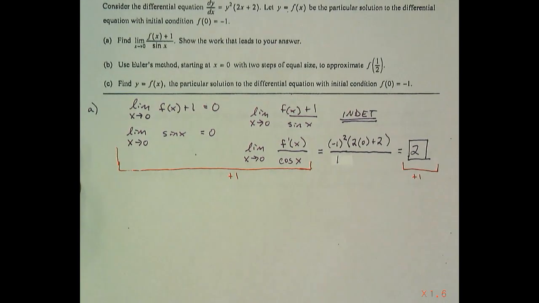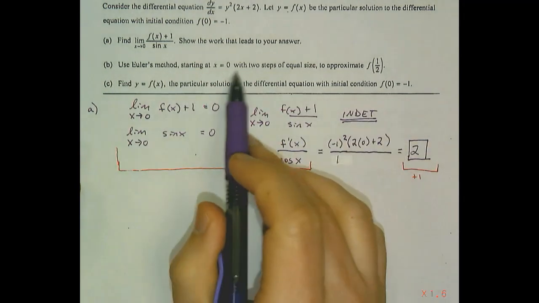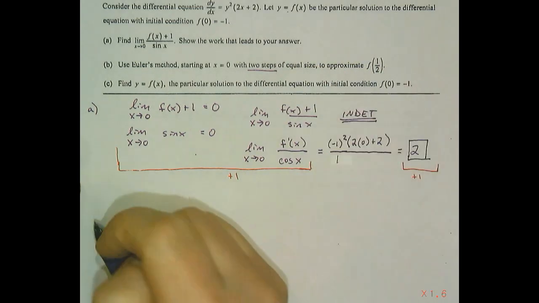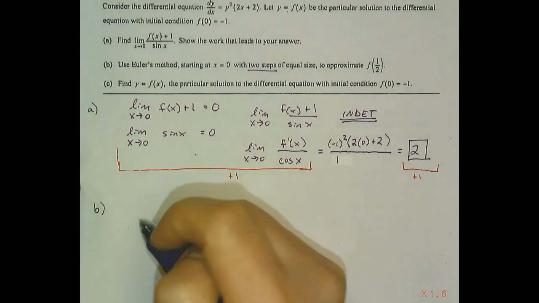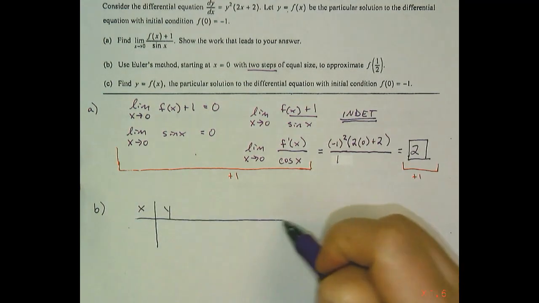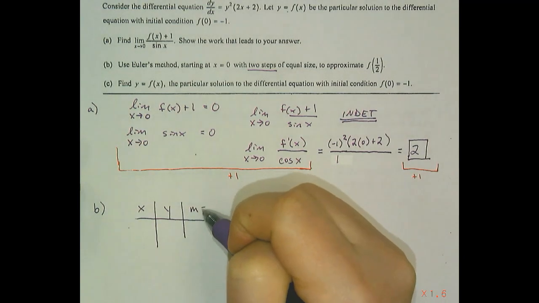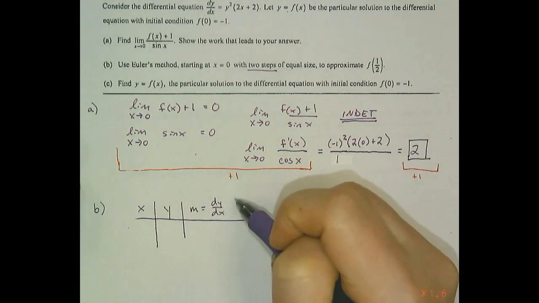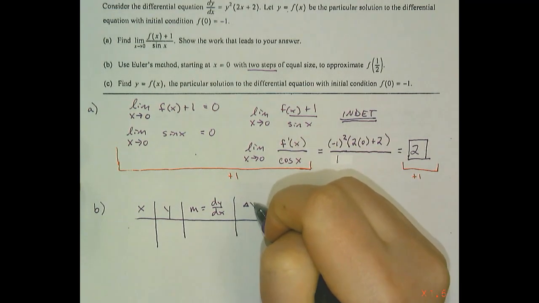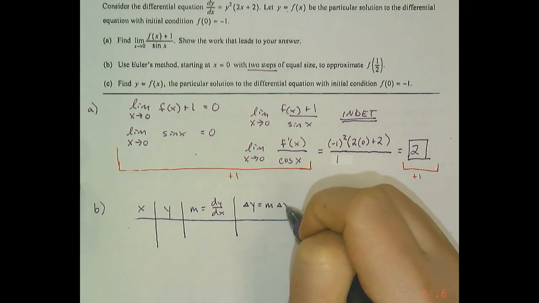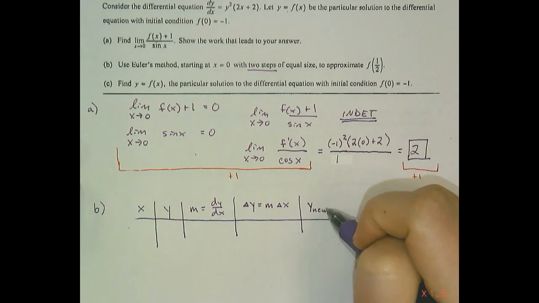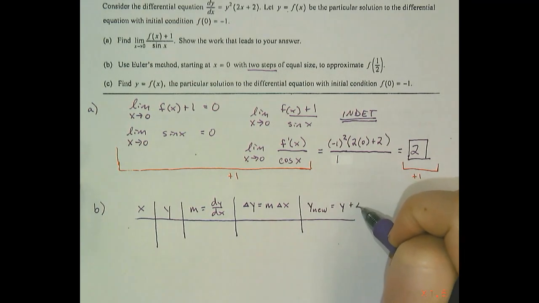Part B says use Euler's method, starting at x equals 0 with 2 steps to approximate f of 1/2. So Euler's method, there's lots of different approaches. The approach that we use in our class is we set up the table x, y. The slope is dy/dx. The next line in the table is delta y, which is the slope times delta x. And the last one in the table is the new y value, which is the old y plus delta y.